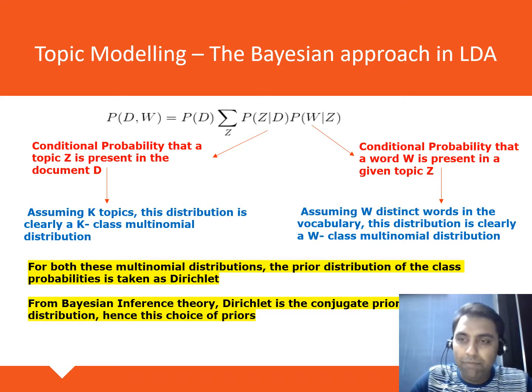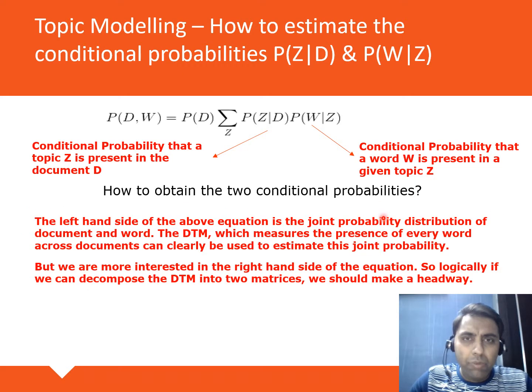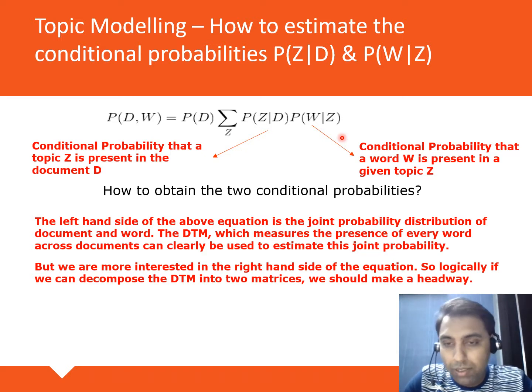Quite a fancy name. Okay, so moving on. What we see here is that these two conditional probabilities are things of paramount importance, because they are analogous to the two fundamental aims of topic modeling: finding out what the hidden topics in the data are, and also finding out, within each topic, what the most prevalent words are.